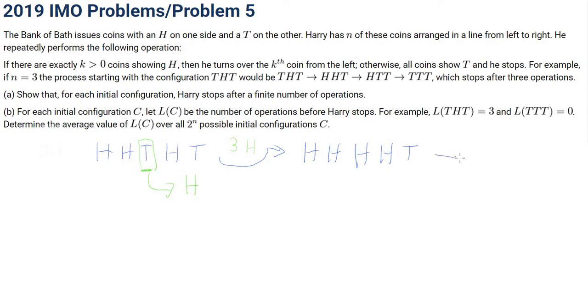Now we just do the process over again. So now we have 4 heads. And then we take the coin in the 4th position, we flip it, and we just keep doing that. So part A asks, will it always stop? Will this stop at some point? Okay, so that's part A.